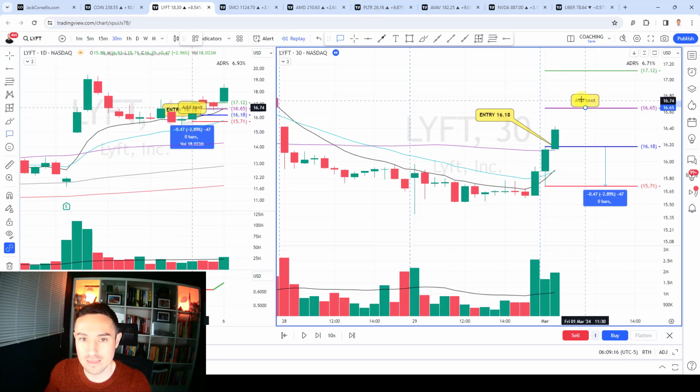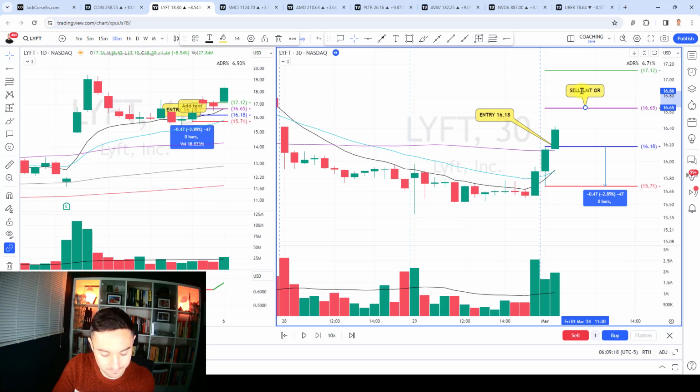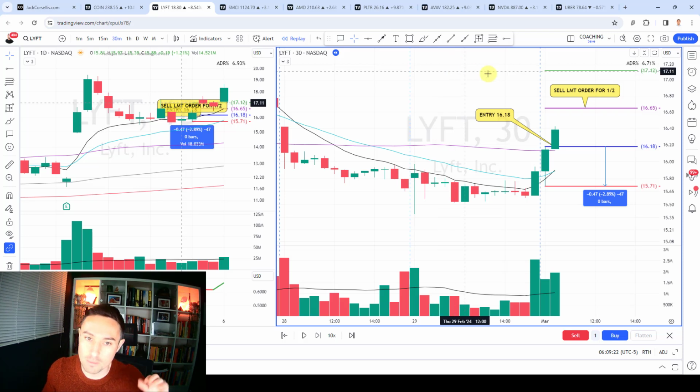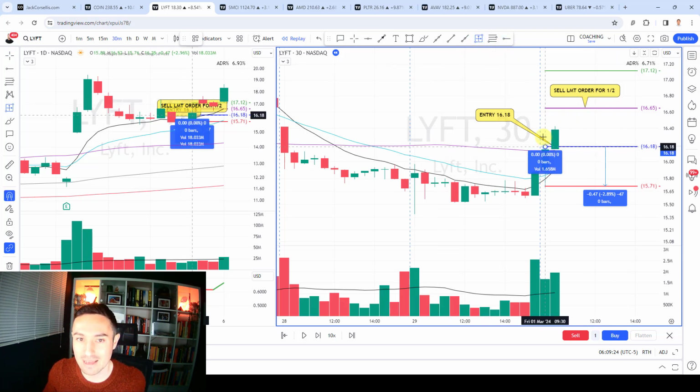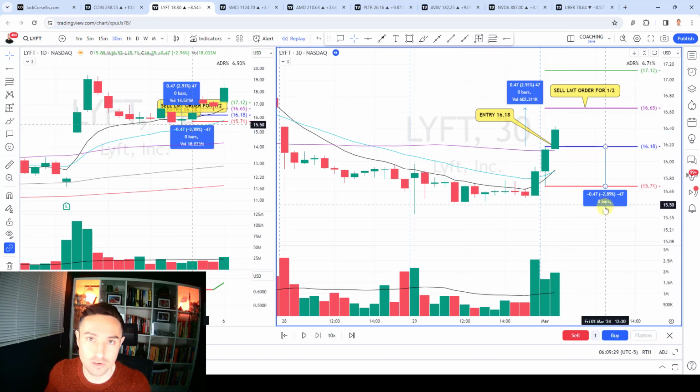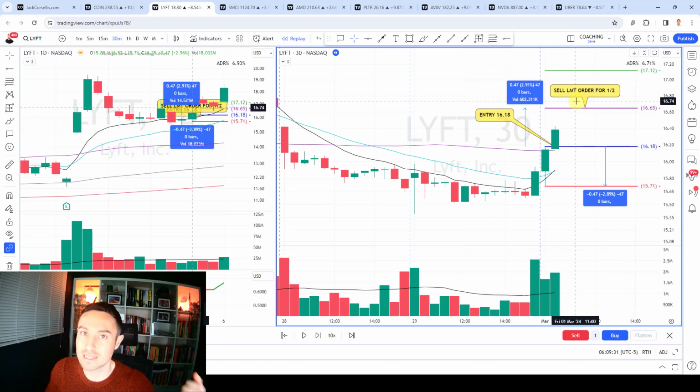But here we go. What we can then do here is put a sell limit order for half at that level, at 1665, okay? So if we hit that level there, that'll be selling at 47 cents gain, okay? Like that. So our risk on the trade is 47 cents. If we hit that level, we take half of the position off if we want to free roll the trade.